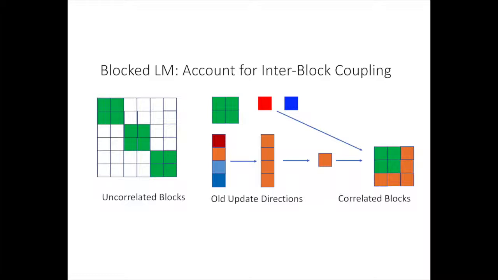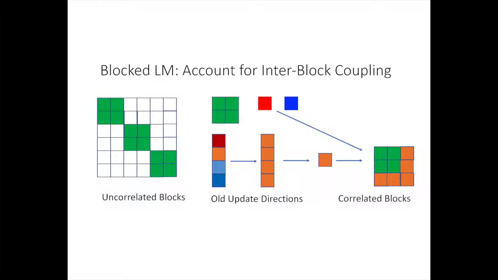Using these three bases, we build the correlated blocks, which take into account some of the inter-block coupling, but not all of it. So this would be an approximate way. Of course, if you add enough of these previous update directions, you will eventually resolve the difference between these four directions, and you will regress back to the standard linear method without this blocking.